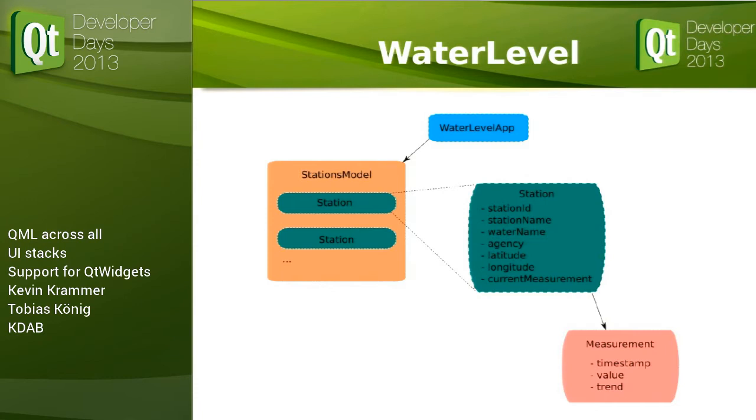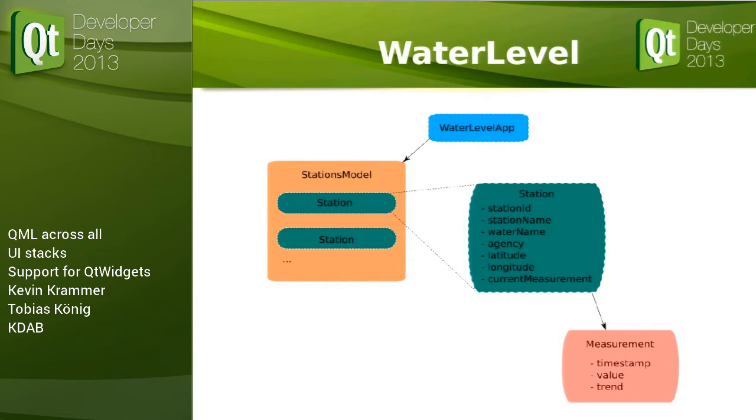So the entry point to this library, which is called waterlevel, is a WaterLevelApp class, which does not have any functionality itself. It just acts as an entry point into this functionality. But it provides access to a station model. The station model is just a list model, an adapted QList model of our own. It inherits from QAbstractListModel, and it contains a list of station objects. Each station represents one measurement station that is provided by the web service.